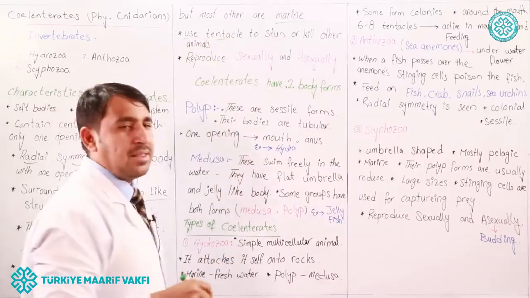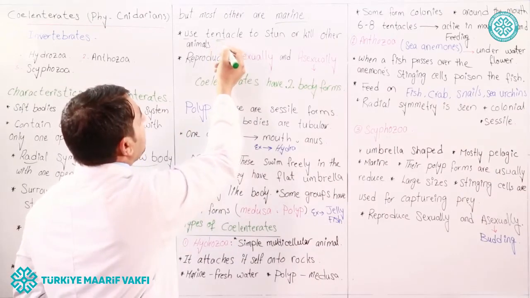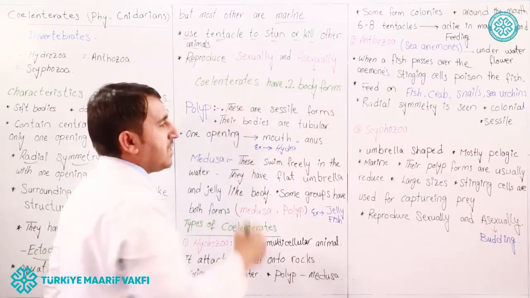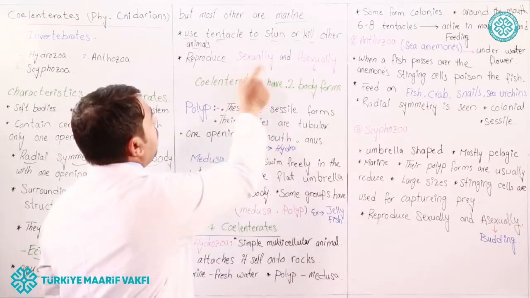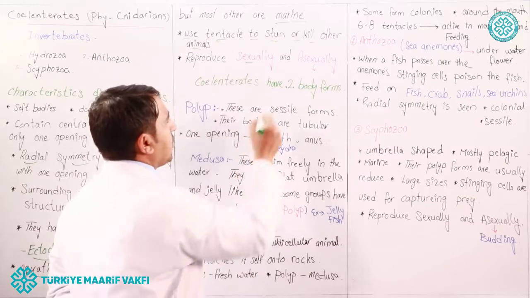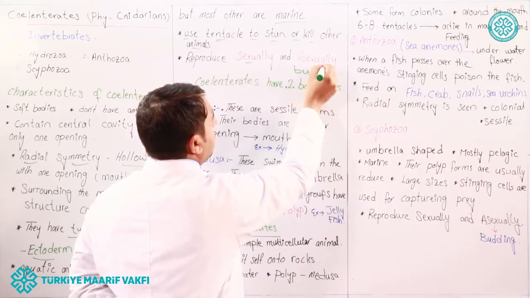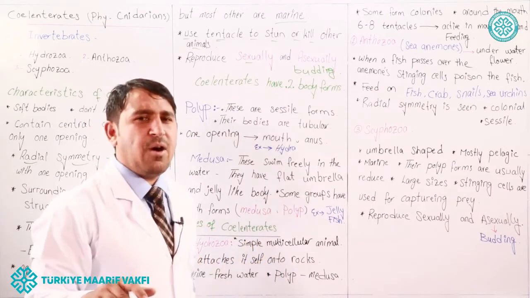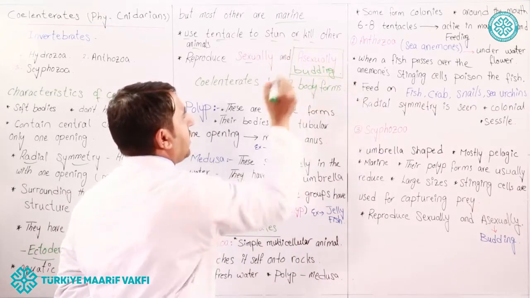They use tentacles. They have arm-like structures which are called tentacles. What are the tentacles? Tentacles are arm-like structures that function to stun or kill other animals. They use these tentacles for their prey, and they reproduce sexually and asexually. Two types of reproduction we have in their body: sexual and asexual. Asexual reproduction is like budding. They make a bud on their body surface. After that the bud separates from the body and becomes a new living organism. So this type of reproduction is asexual reproduction.